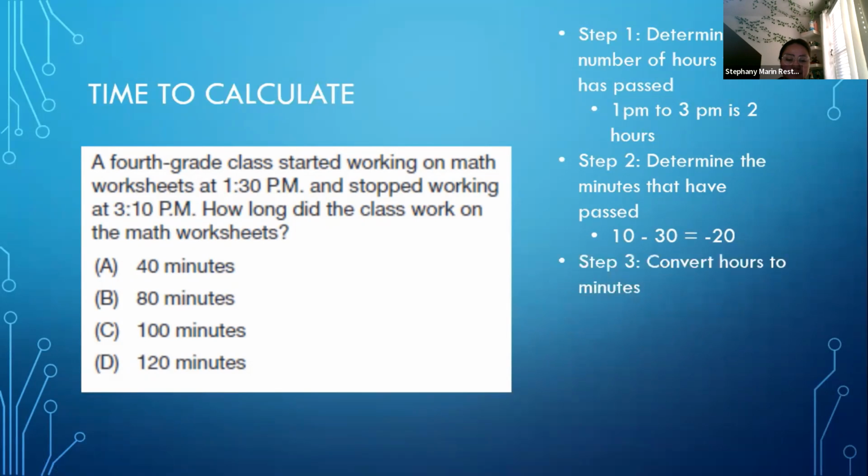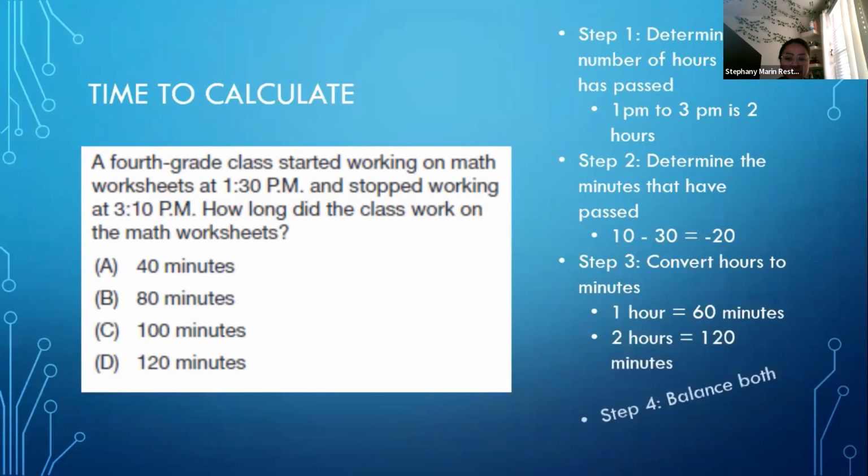Next, you'll convert hours to minutes since all of the answer choices are in minutes. So 1 hour is 60 minutes, and that means 2 hours is 120 minutes. And lastly, you'll have to balance it out. So we have 120 minutes minus 20, and that gives us 100 minutes.